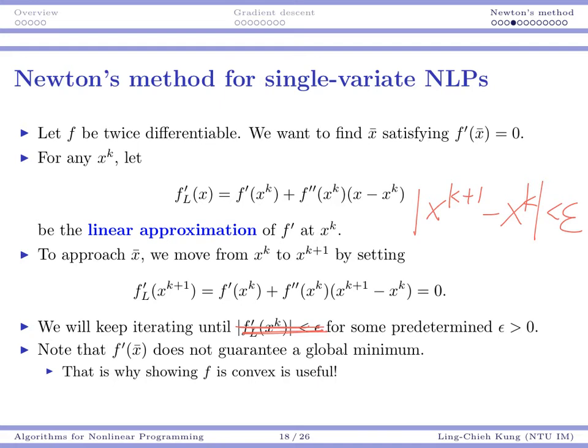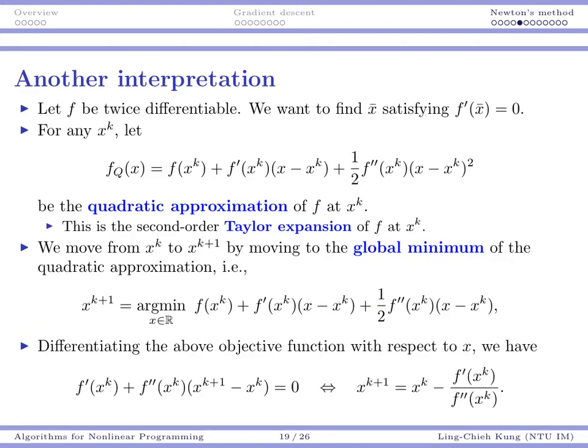Then you will stop if an optimal solution is found. Okay, note that f prime of x bar being zero actually does not guarantee a global minimum, as we mentioned. So that's why you may want to show that f is convex, which can be very useful. Okay, so that was the first interpretation of Newton's method for solving a nonlinear program.